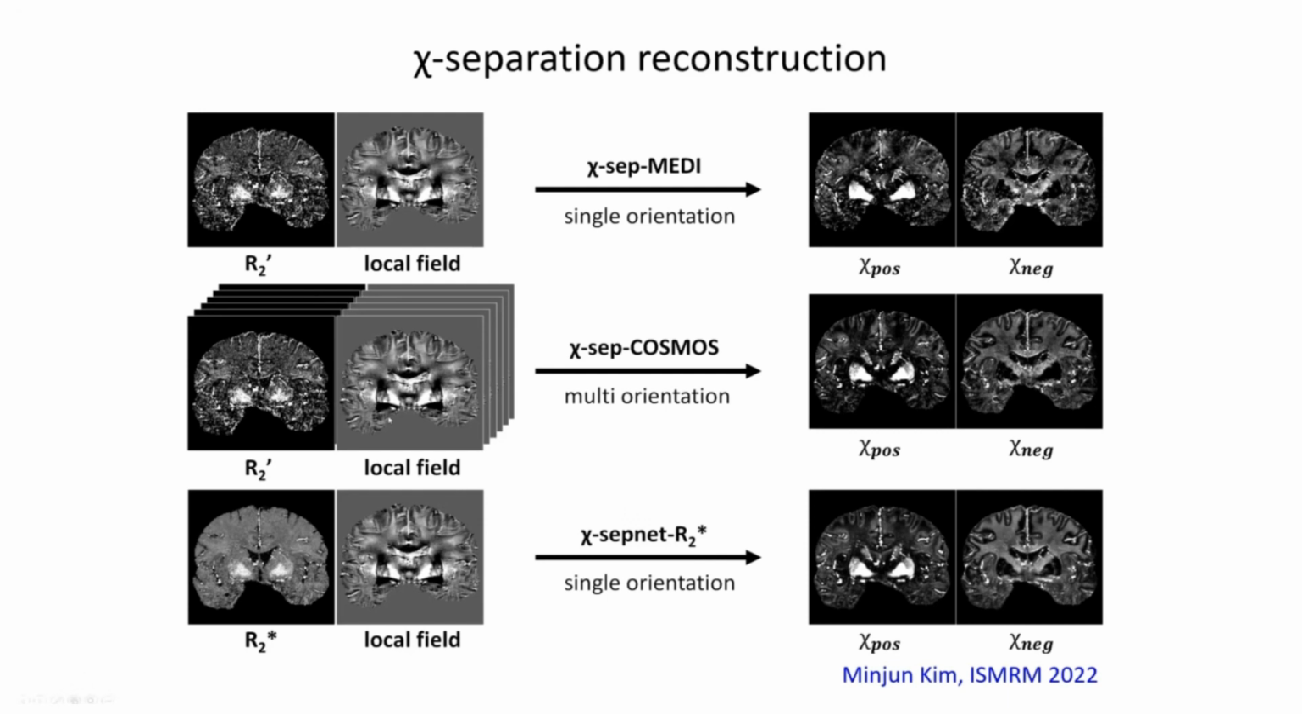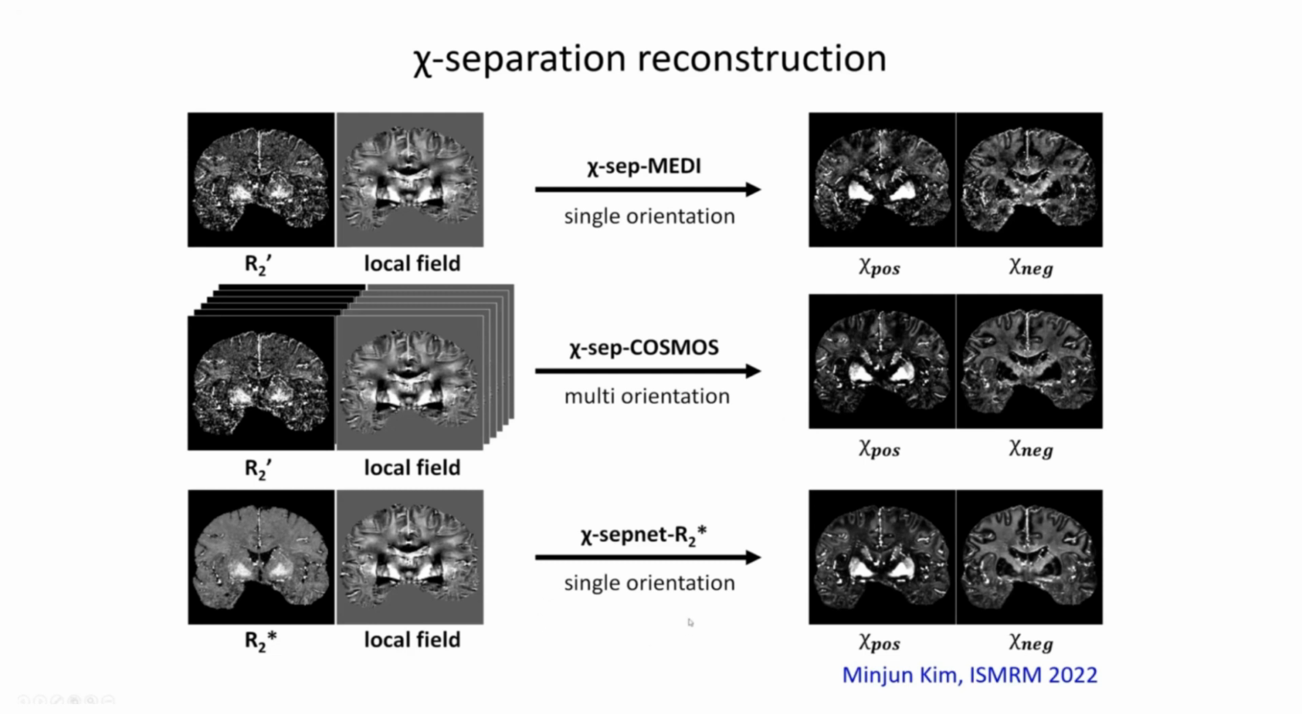You can acquire multiple head orientation data for the R2 star so that you can have this COSMOS reconstruction for the chi separation. Now you get pretty good reconstructed images. The challenge here is, again, a long scan time, also the need for the R2.